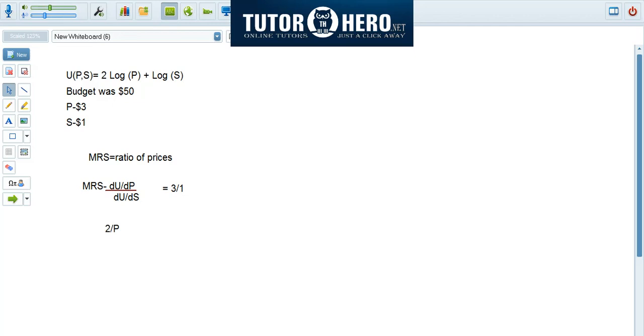And what are you going to get in terms of du ds? Well, you're going to get a 1 over s by the same logic. And so we want to simplify that a little bit. So what does that simplify to?